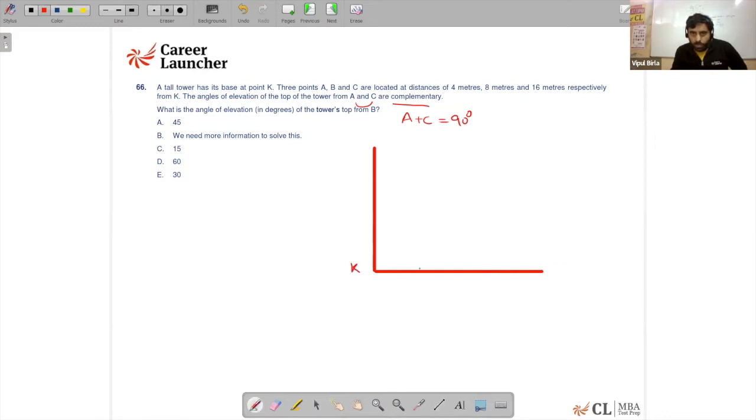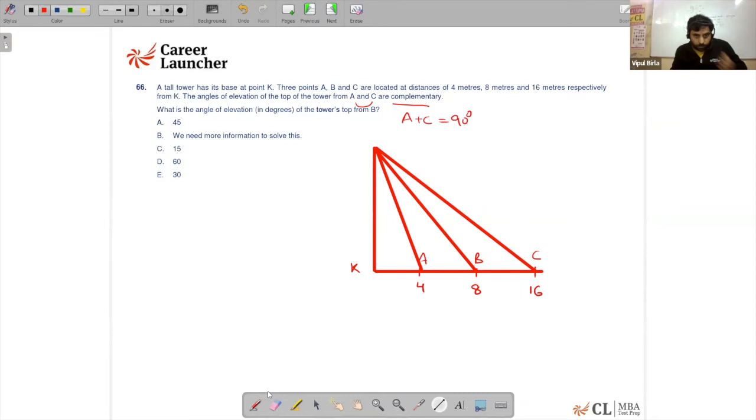This is K, at 4 meter, 8 meter, and 16 meter. So the points are A, B, and C. The angle of elevation of the top of the tower from A and C are complementary. This angle is theta, so this angle will be nothing but 90 minus theta.